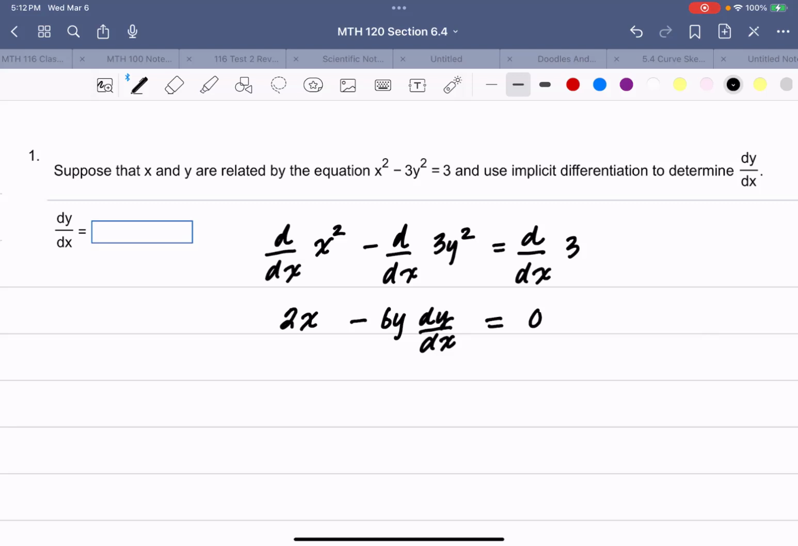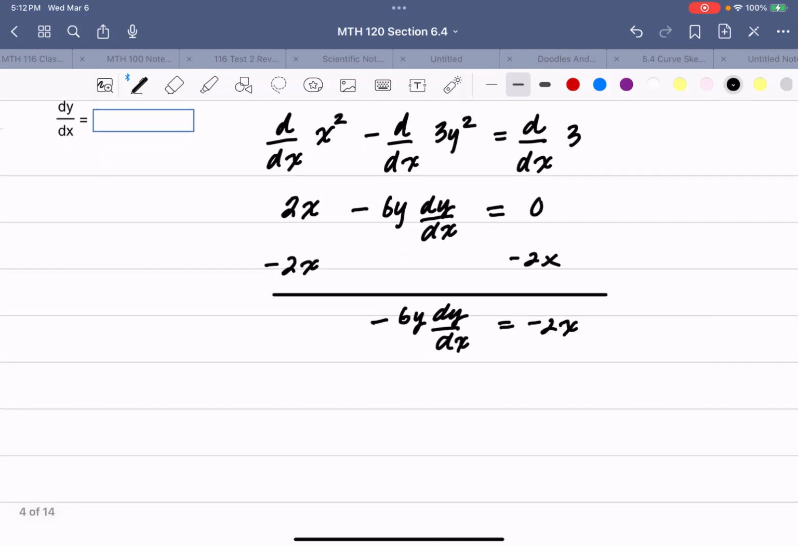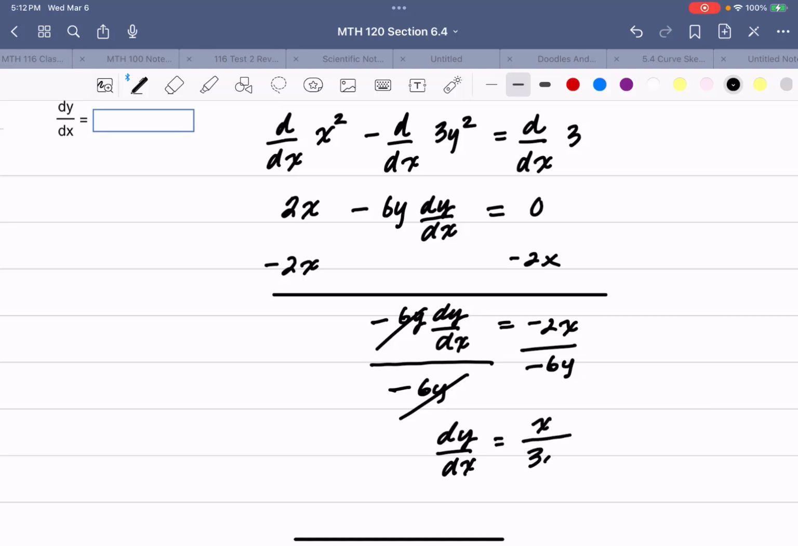So now I need to solve for dy dx. So I'm going to subtract 2x from both sides using my normal equation solving process. I'm going to get a negative 6y dy dx equals negative 2x. I'm going to divide both sides by negative 6y, and then I'm going to reduce to get dy dx is going to be x over 3y.